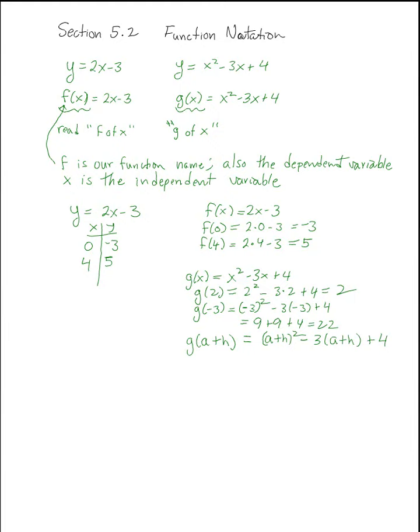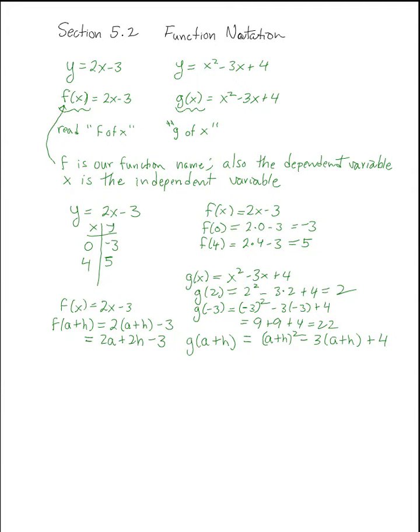Let's go back to our f function here. F of x is 2x minus 3. What would it mean if I asked you to find f of a plus h for that? It would simply mean, don't write the letter x, write a plus h. Now this one's pretty simple, so I think I will simplify it. All I have to do is distribute: 2a plus 2h minus 3.